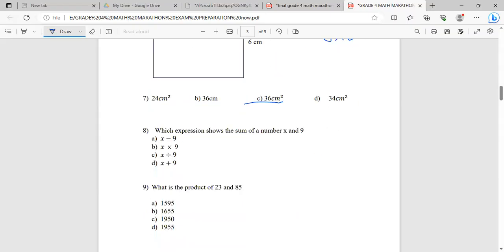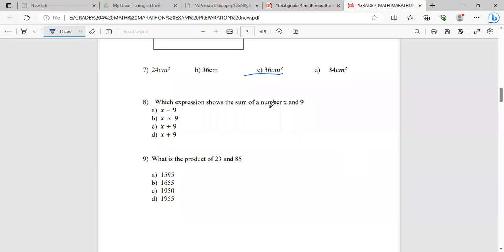Let's move on to number 8. Which expression shows the sum of a number x and 9? Now, sum, altogether, total, that means add. So it would be x plus 9. And that would be D.